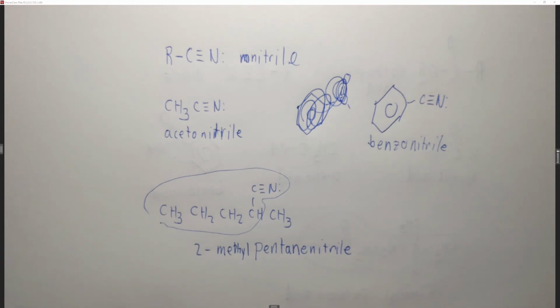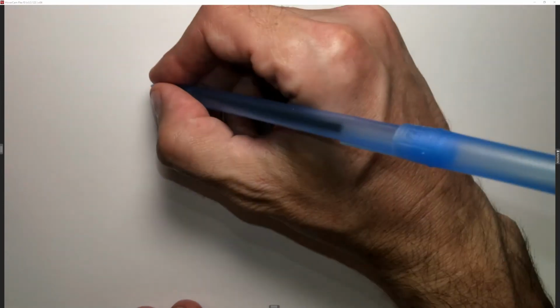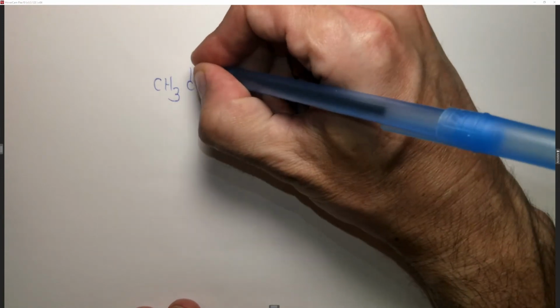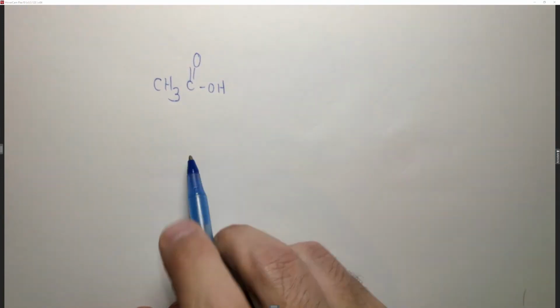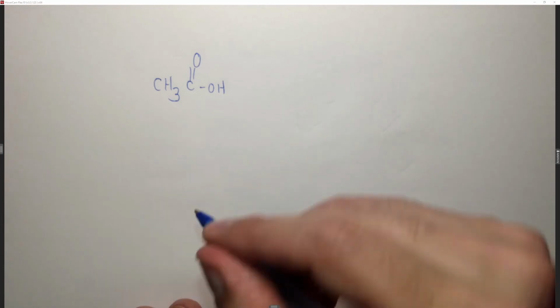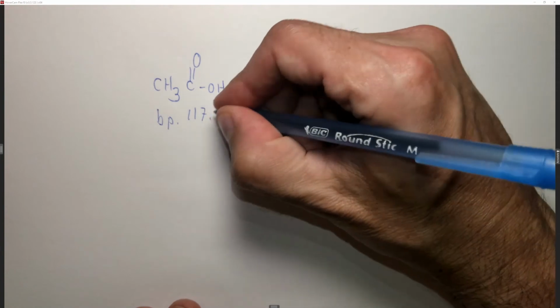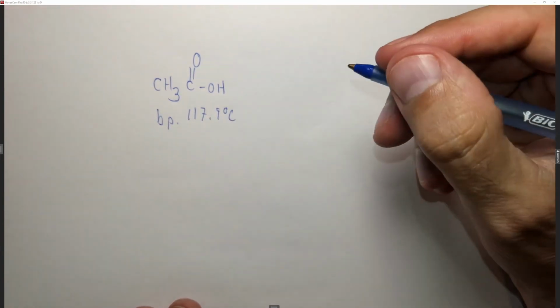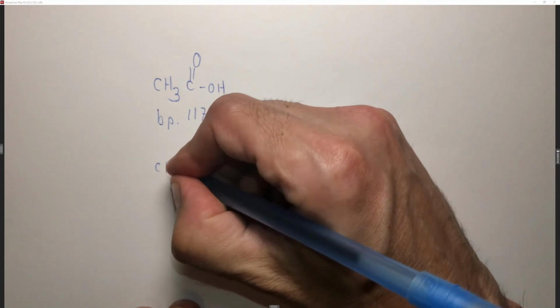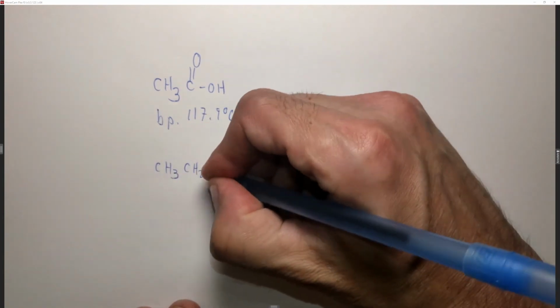Since we've done so much naming and we went through this relatively quickly, let's take a look at the next section past the naming as well. So one interesting thing about carboxylic acids is they can have unusually high boiling points. So if we look at this example, CH3, C double bond O bond OH. This is acetic acid. And the boiling point of this is 117.9 degrees C. To compare this to ethanol, CH3, CH2, OH.